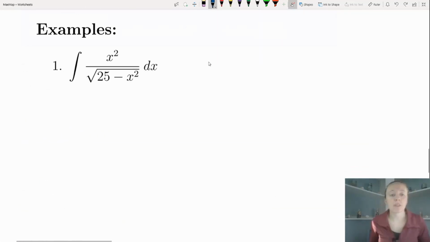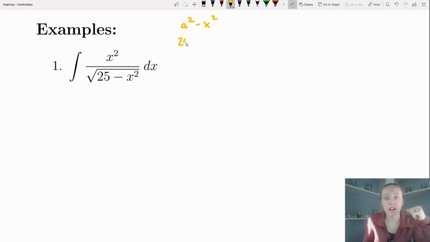So in example 1, I have the integral of x squared over the square root of 25 minus x squared dx. That difference of squares is going to be this 25 minus x squared. That's my a squared minus my x squared. So if 25 minus x squared is my a squared minus x squared, what's my a? Well, the square root of 25 is 5, so this is 5 squared minus x squared.